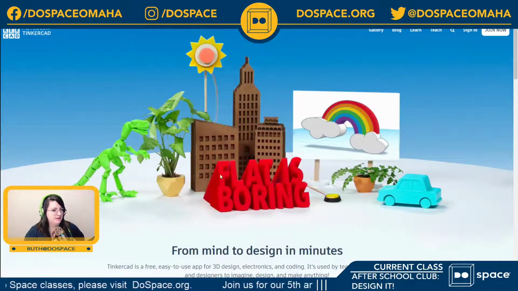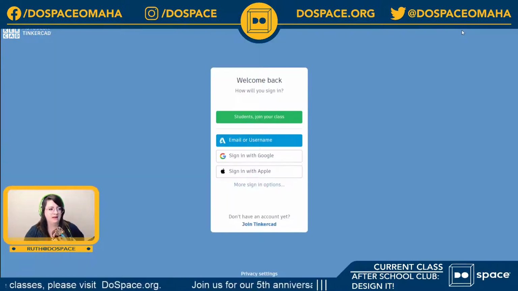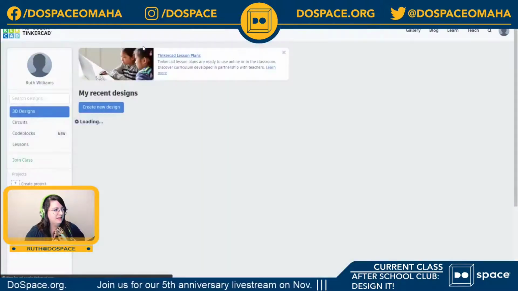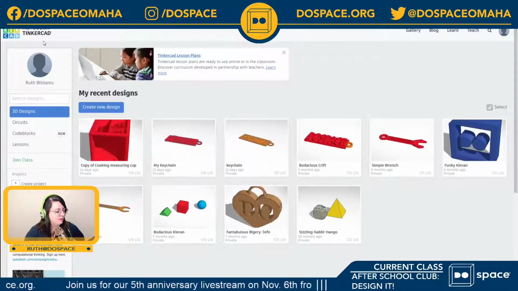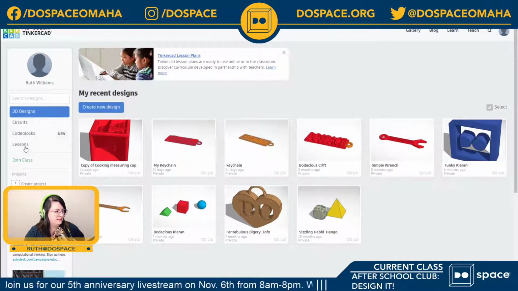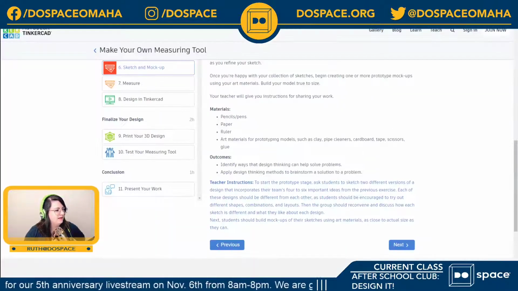If you go to the Tinkercad website, it lets you sign in. I have a Google account, so I'm just going to sign in with that. Through here, it has an educational part, on the left side over here, where you can join a class or do some lessons. And I'm using the make your own measuring cup lesson.